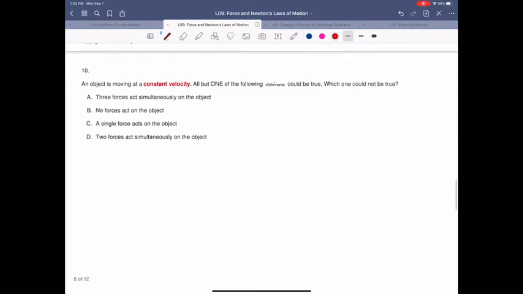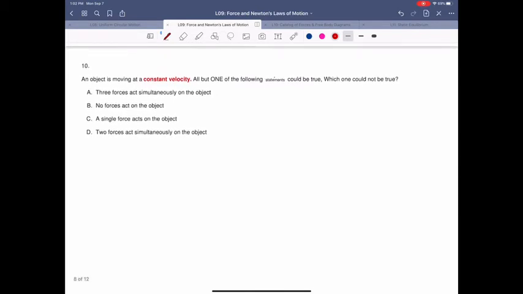Here's another question. An object is moving at a constant velocity. All but one of the following statements could be true. Which one could not be true? So, which of these statements could absolutely not be describing an object moving at a constant velocity? Okay.